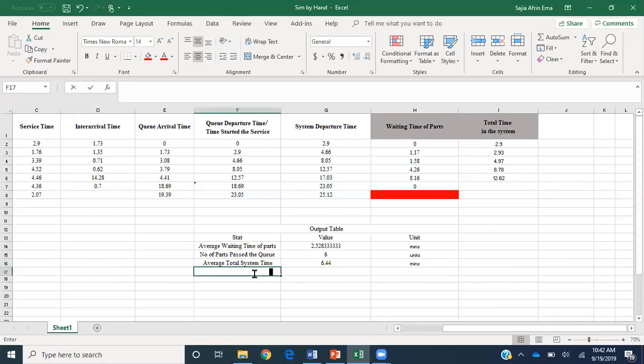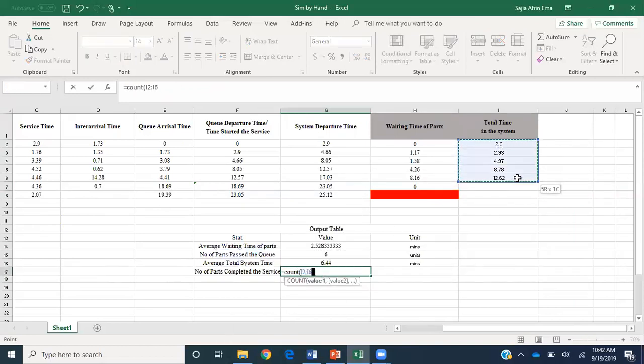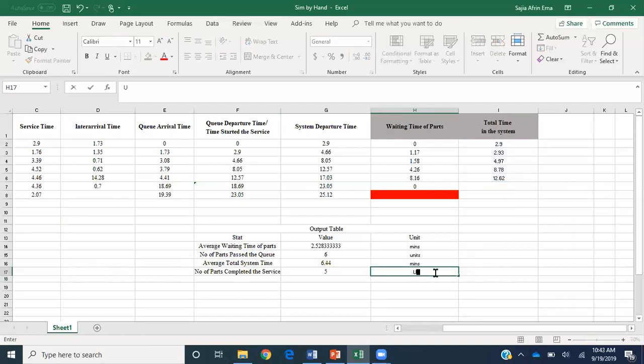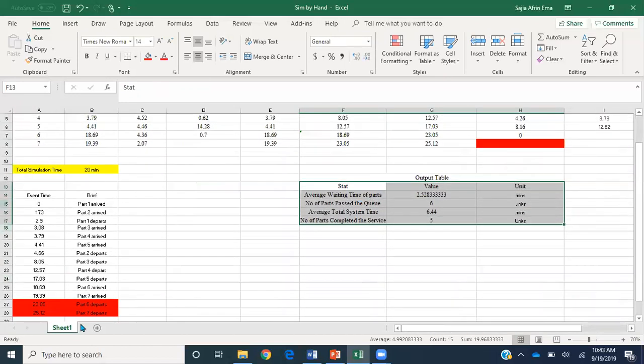So the number of parts that completed the service is how much? How many? 5, right? Not 6, because part 6 is still in service when we stopped our simulation run. So I'll just count this list and I'll put it here. Units. So through this hand simulation, we found these statistics values. And then we found the event calendar, like how the events are being scheduled.